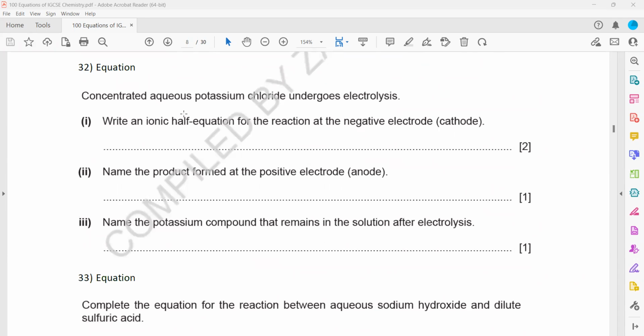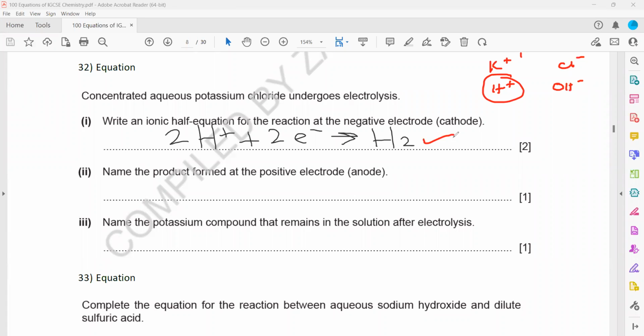In question 32, concentrated aqueous potassium chloride undergoes electrolysis. So if we have concentrated potassium chloride, there's a potassium ion, there's a chloride ion, and because it is aqueous, a hydrogen ion and a hydroxide ion. The less reactive positive ion will always move towards the cathode, so hydrogen will move. This will be the equation. Because it's a concentrated solution, there is more Cl and less OH. So the chloride ion will move to the positive electrode.